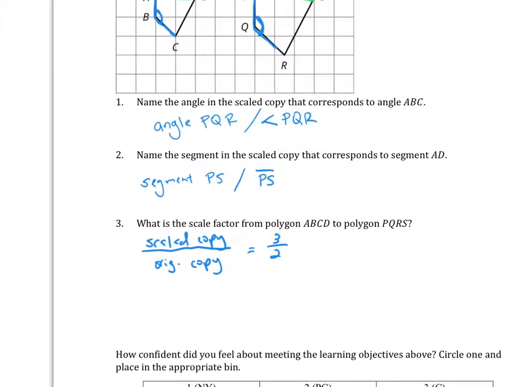So that means the scale factor when going from ABCD to PQRS is going to be 3/2. You can also write that as 1.5. So either one of those is acceptable.